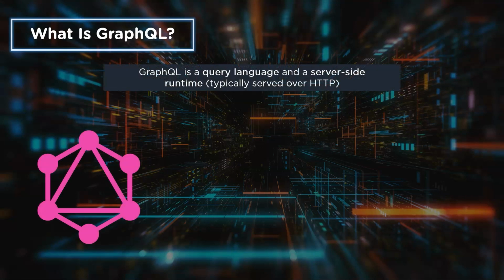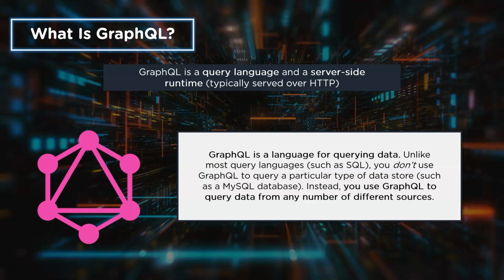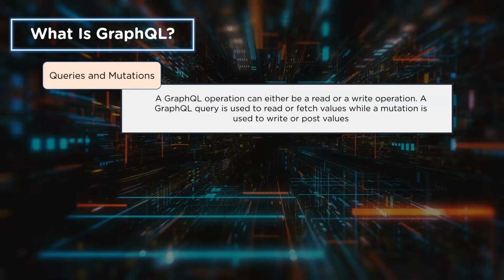In textbook terms, GraphQL is a query language and a server-side runtime. As the name suggests, GraphQL is a language for querying data. I'm sure you know of other querying languages like SQL, but unlike those, GraphQL does not depend on a particular type of data storage. Instead, you can use GraphQL to query data from any number of different sources. Now, isn't that cool?